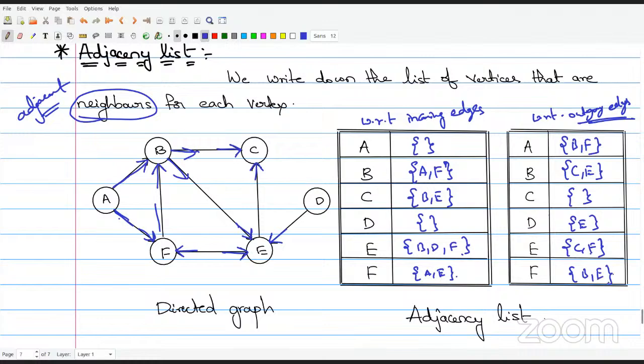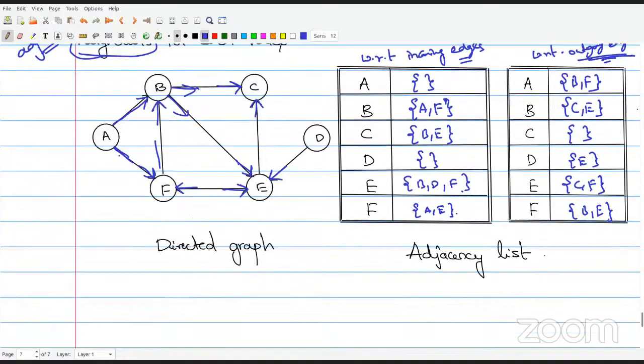See, both are adjacency lists, but the first list is basically with respect to incoming edges, and the second list is basically with regard to outward edges. So that's it.